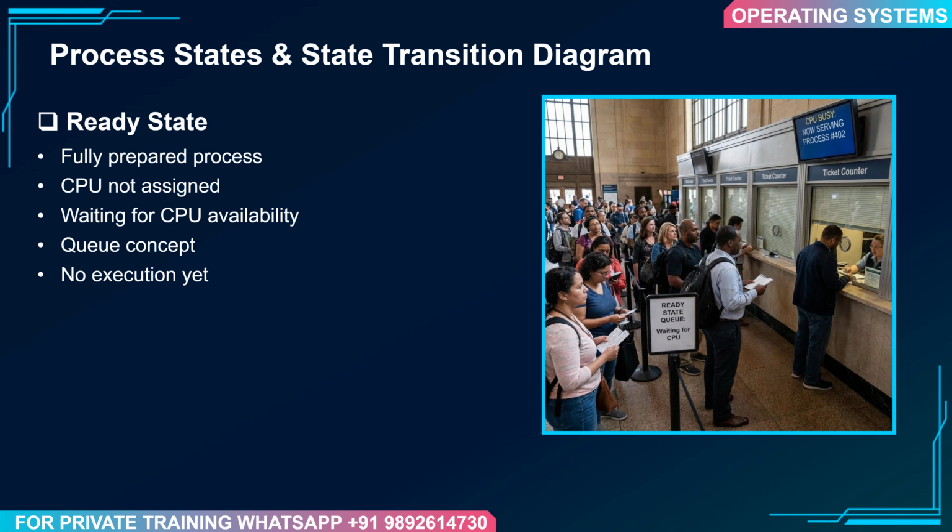Imagine a line at a ticket counter. Everyone in the line is ready to buy a ticket, but only one person can be served at a time. The people waiting in the line are like processes in the ready state. They are ready to execute as soon as the CPU becomes available.